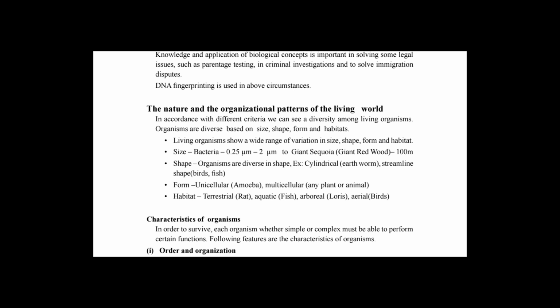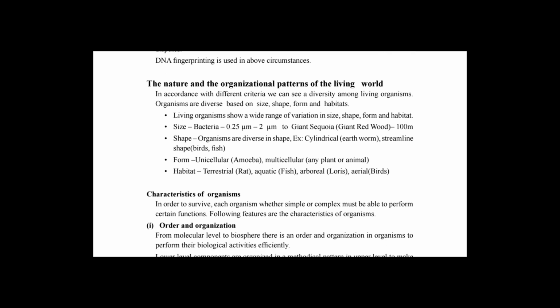Diversity. You might be wondering where this diversity topic is. There is no topic called diversity, but there are the nature and organizational patterns of the living world. They have divided these in accordance with different criteria. We can see a diversity among living organisms. Organisms are diverse based on size, shape, form, and habitat. That's what I called diversity. The living organisms are classified according to different criteria, and they are diverse based on shape, size, form, and habitats. We're going to see detail about these things.